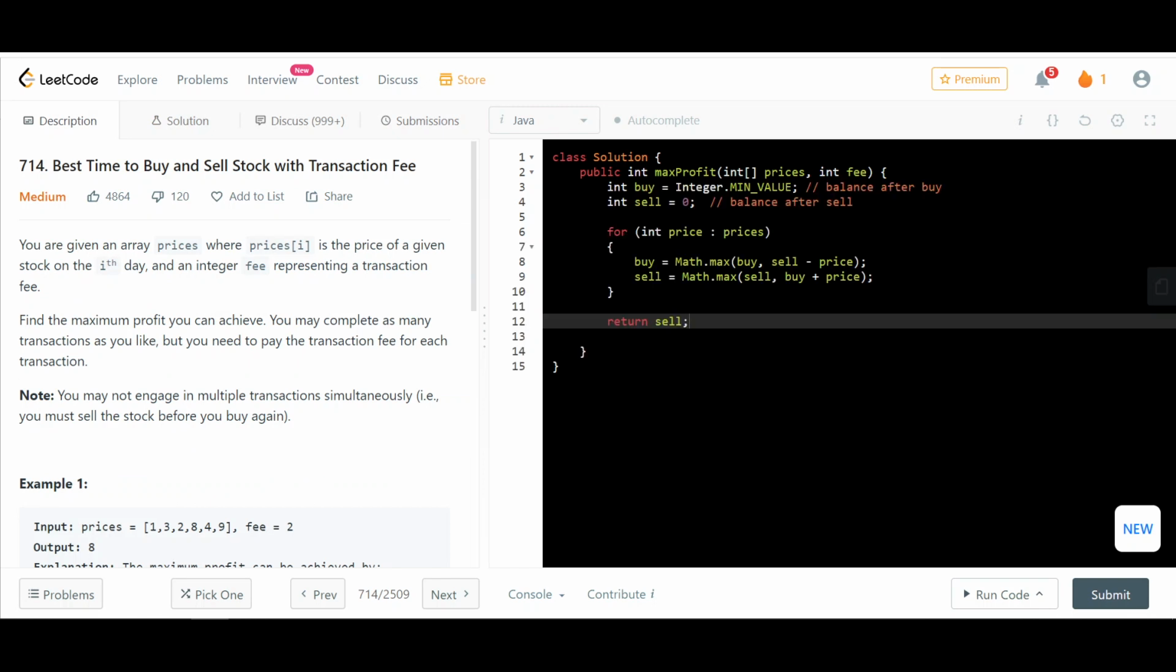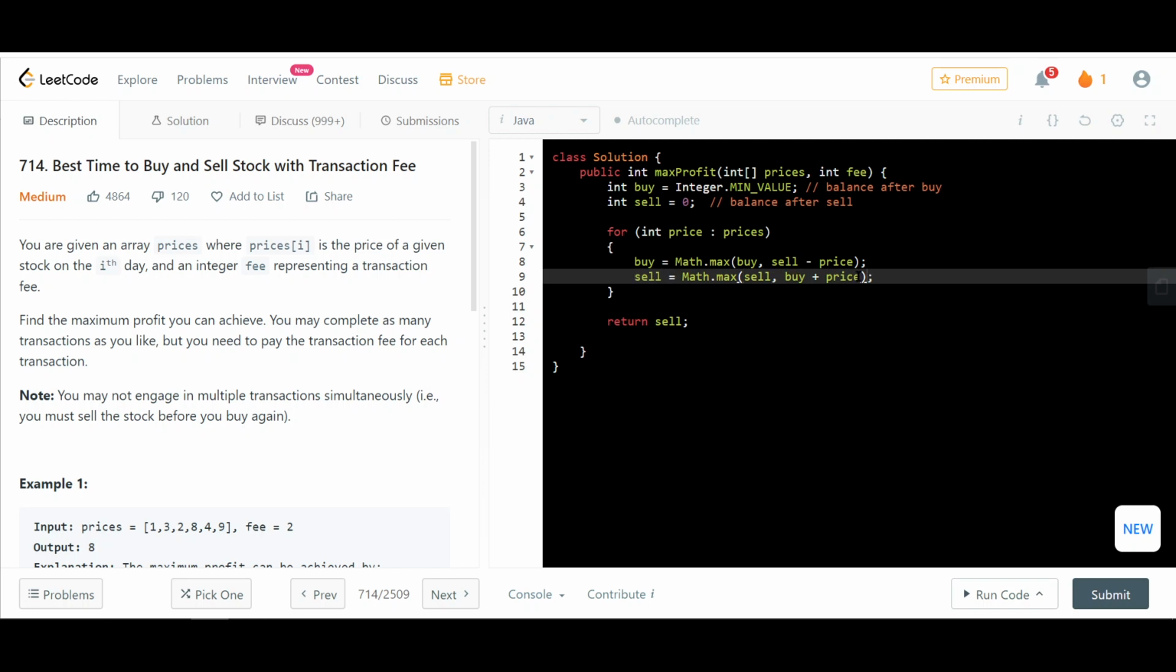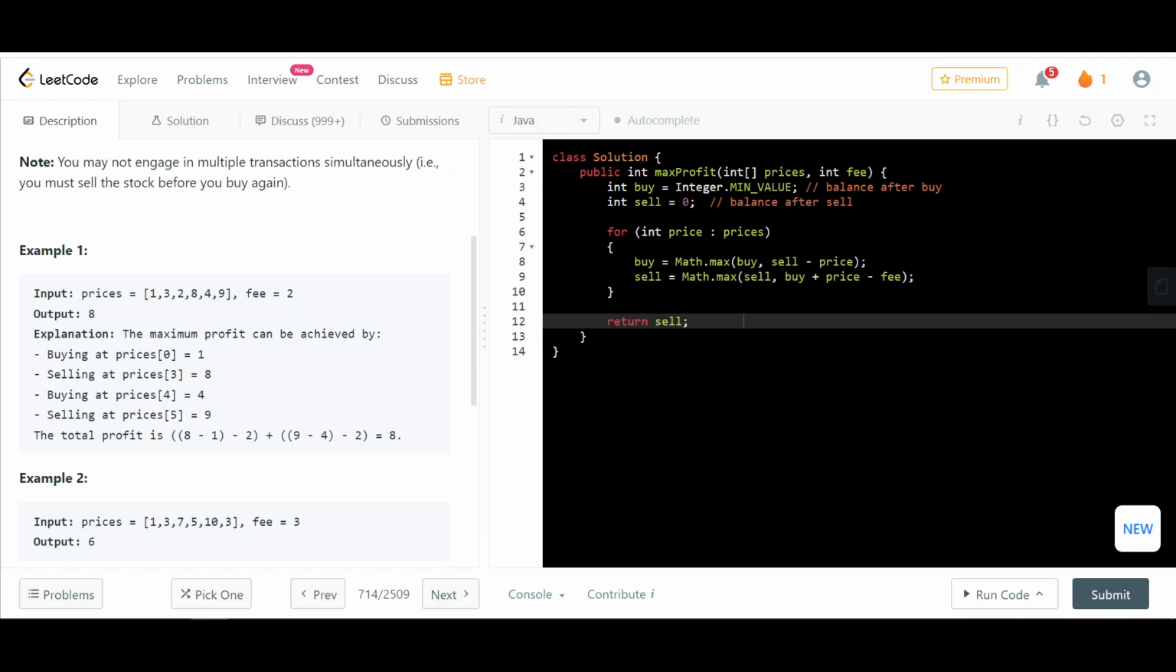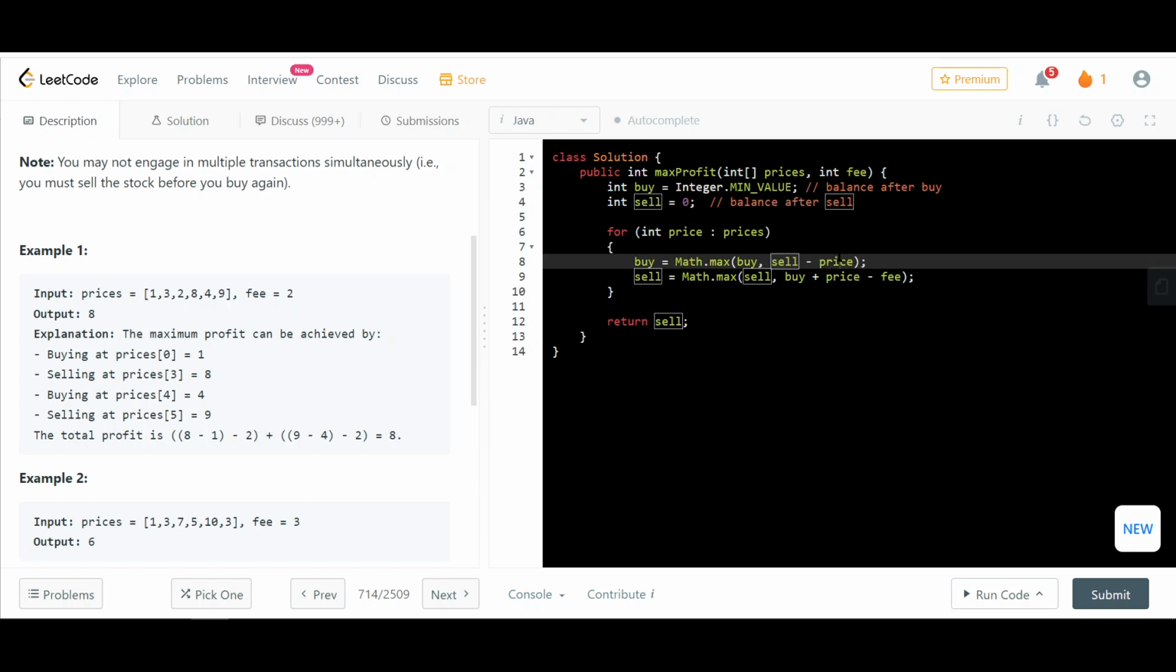Now, the only difference here is that when you're selling, you're also paying a fee, right? We saw that when you're selling, this extra fee has been deducted. And so that's it, right? Your balance after buy, your balance after sell. On each day, you either buy or you sell. And if you buy, you always want to keep maximizing this balance. So if you're buying explicitly on that day, then whatever the last sell was, from that would be your balance, and then you subtract this price.